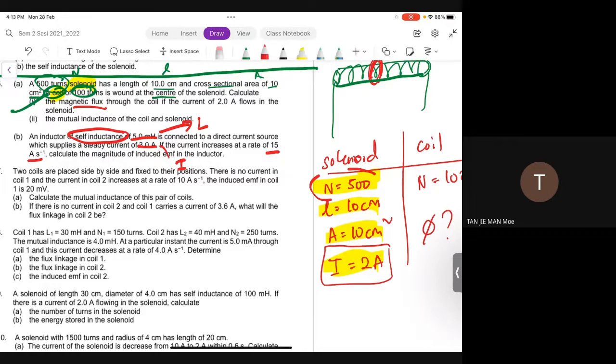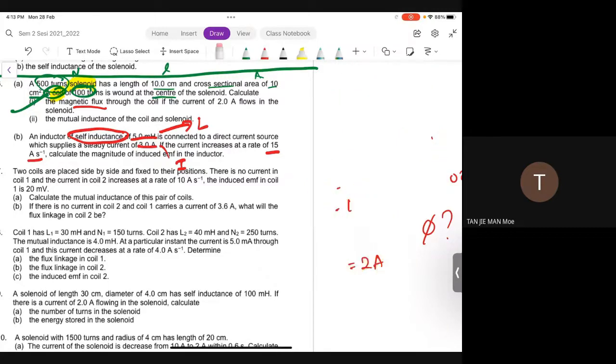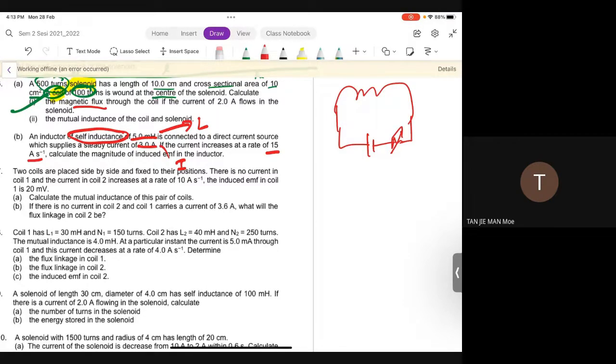Okay, we have self-inductance. Dia bagi L connected to a direct current source with a steady current 3. Dalam case ni, ini adalah case self-inductance, meaning dia sorang-sorang. Dia tak ada kawan. So dia ada bateri lah. Now they give you L is 5 times 10 negative 3 Henry. Yang ini adalah mili sebab rapat. Tengok rapat kan, so dia adalah mili.